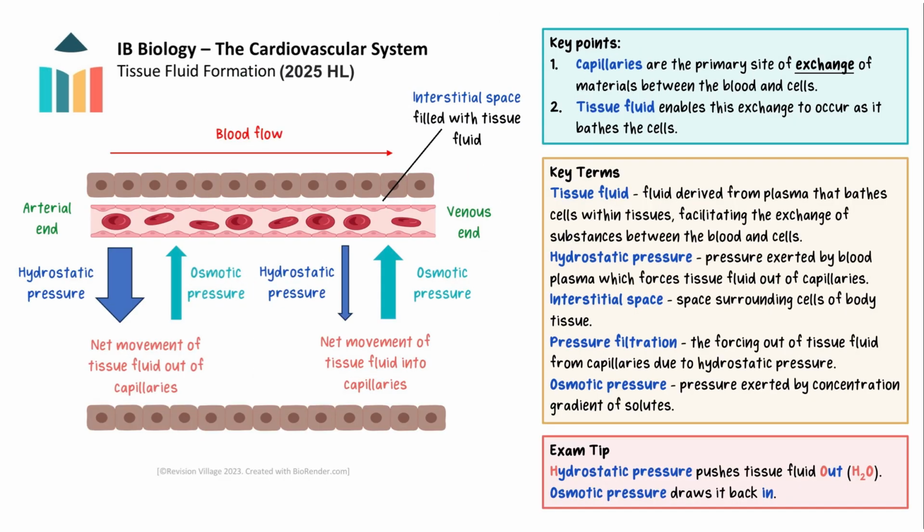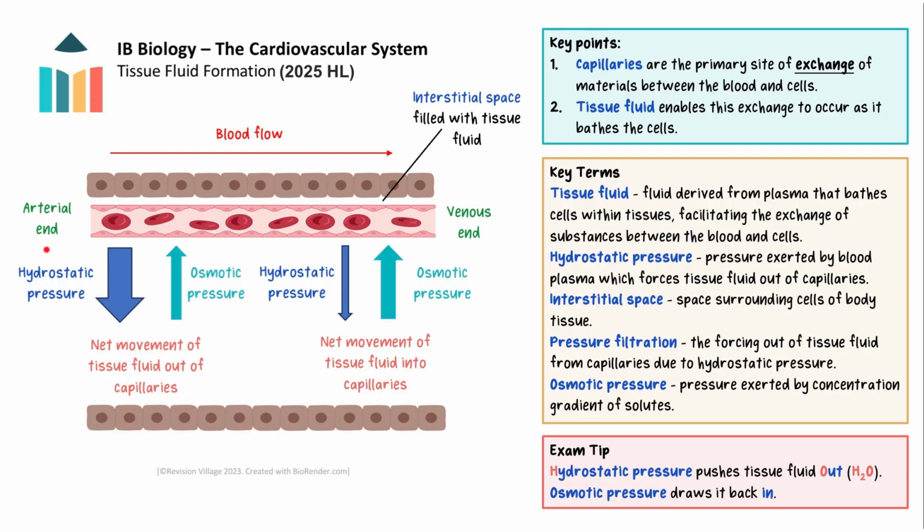As we mentioned earlier, capillaries are the primary site of exchange of materials between the blood and the cells, but we didn't look at how this exchange occurs. This process involves interstitial or tissue fluid. Tissue fluid is a liquid formed from blood plasma which serves as a means of supplying the tissues with essential solutes such as oxygen and glucose in exchange for waste products such as carbon dioxide.